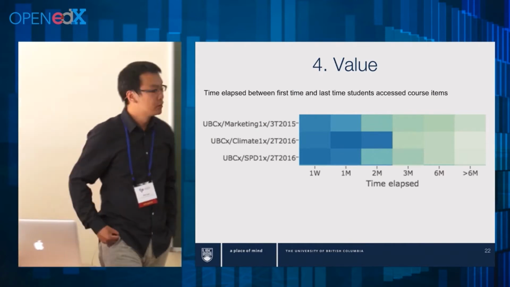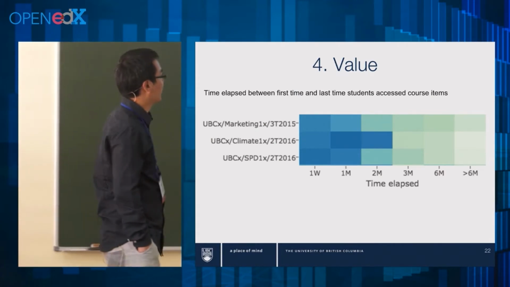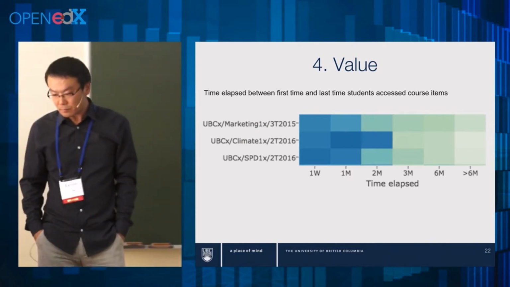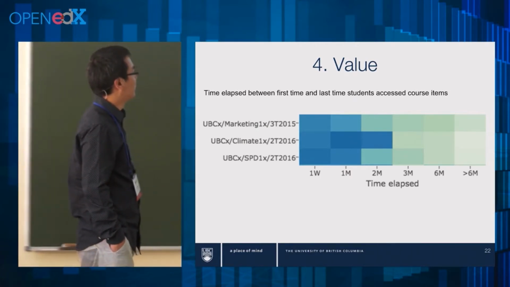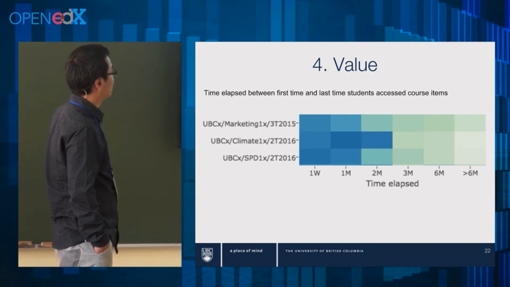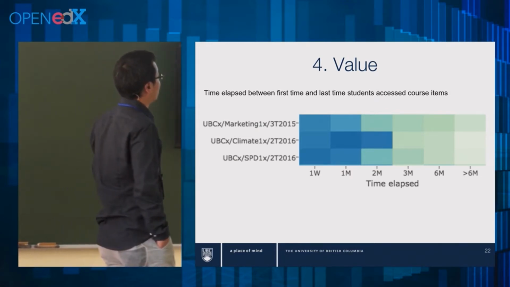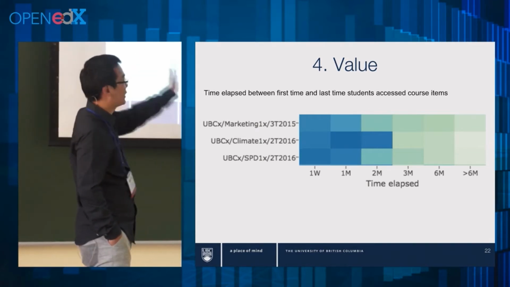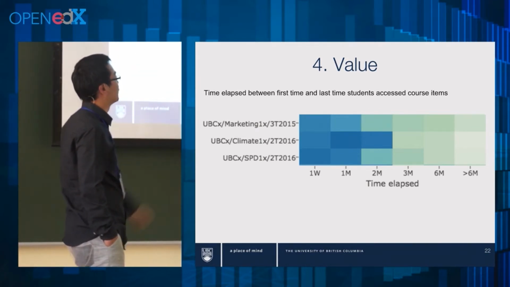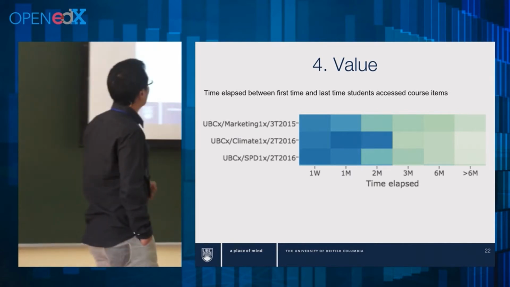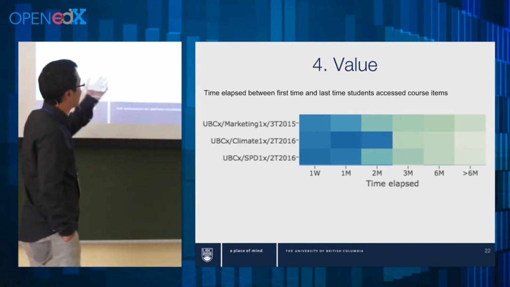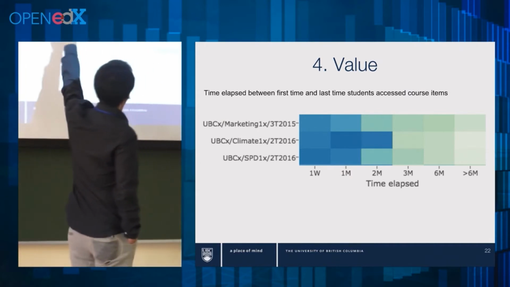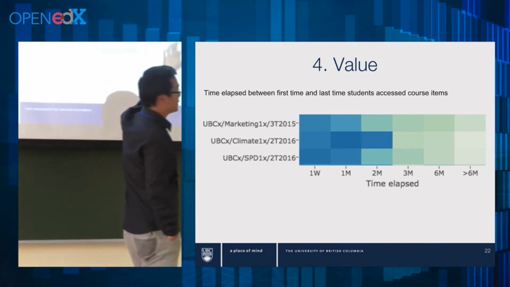Okay. So this chart is trying to answer the value of the course. The chart describes the time between the first access and the last access to the course for the student. You can see in this chart there are some activities for the marketing course after more than 6 months.